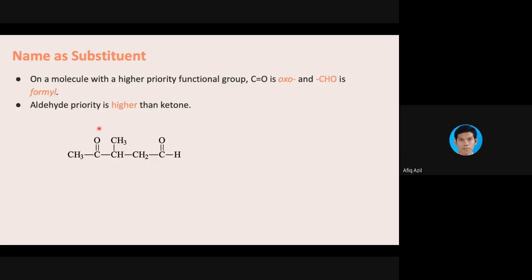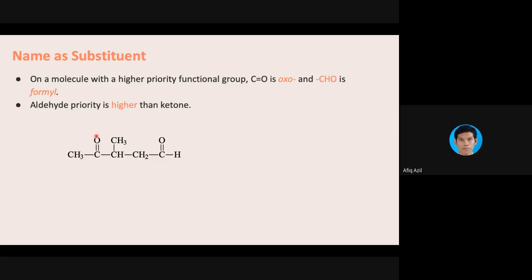a ketone, C double bond O with R and R. The aldehyde priority is higher than the ketone, so you have to select this aldehyde as the parent name. So from pentane, it will become pentanal. And once it takes higher priority, the numbering will also start from this carbon, so it will be 1, 2, 3, 4, and 5. So the name will be, the root name is pentana.